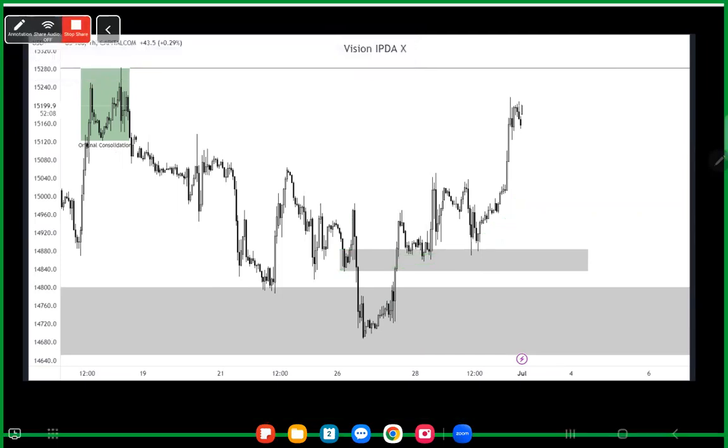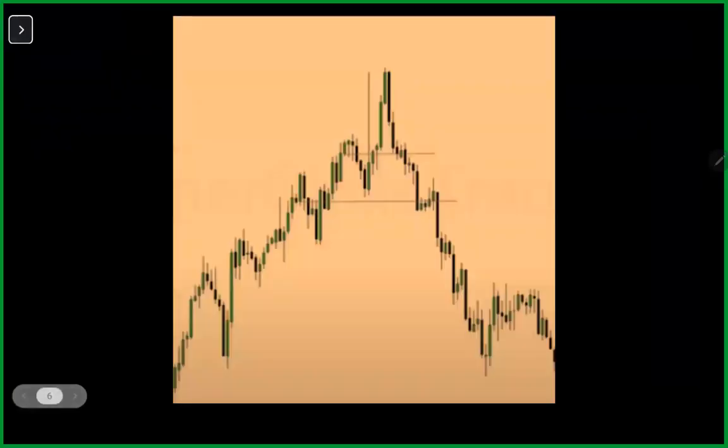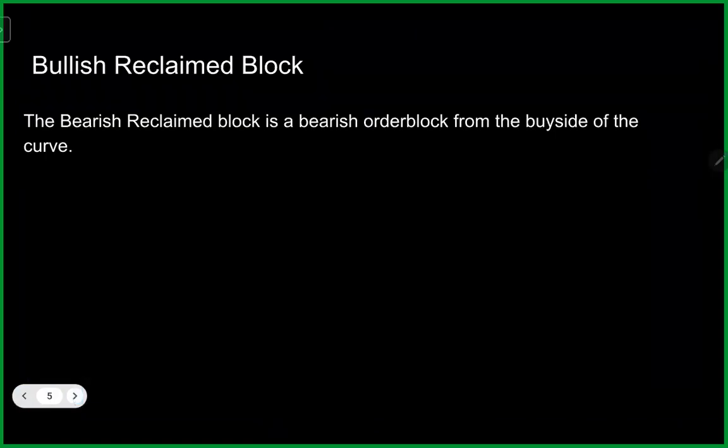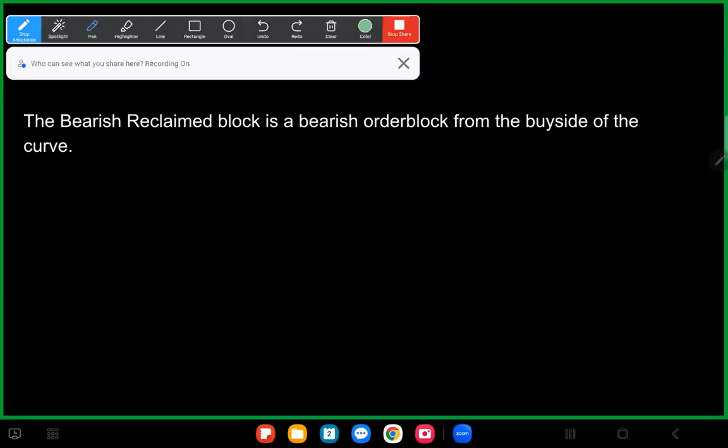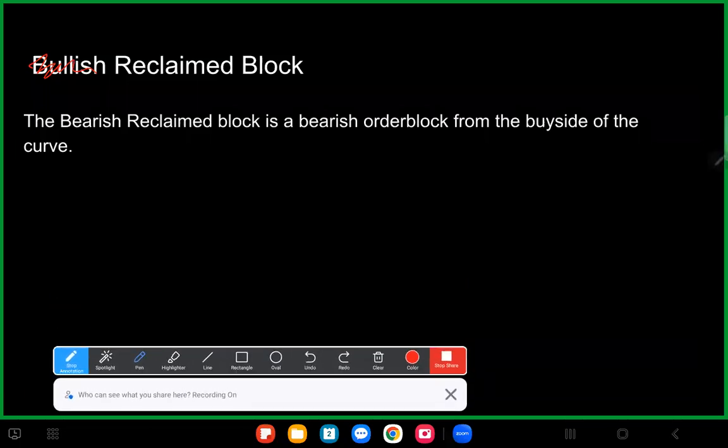All right, so now let's take a look at the bearish example, or the bullish example, I mean. Okay, this should be bearish, so just ignore that. But this is the bearish reclaim block, and the bearish reclaim block is just a bearish order block from the buy side of the curve. So if we go over the logic one more time, we have the flip side.